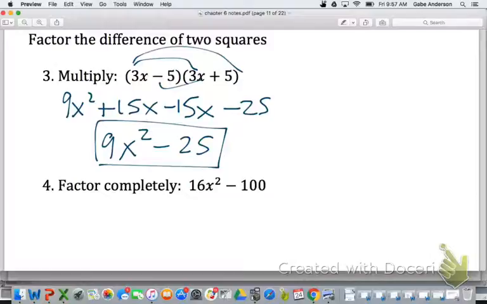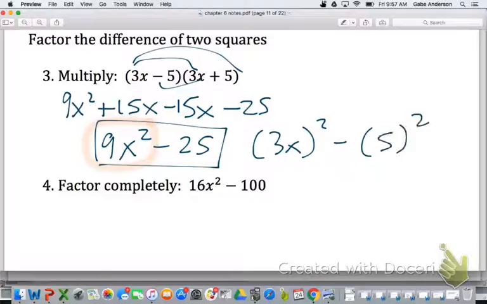There's a lot of different ways that you could think about this. You could think about your b being 0. You could also have some recognition. So I think this is the easiest way to go. Please notice that the first term is what we call a perfect square. So 9 is a perfect square. In fact, it's 3 squared. And x squared is a perfect square. 25 is really 5 squared. So we could think of this as 3x in parentheses squared minus 5 in parentheses squared.